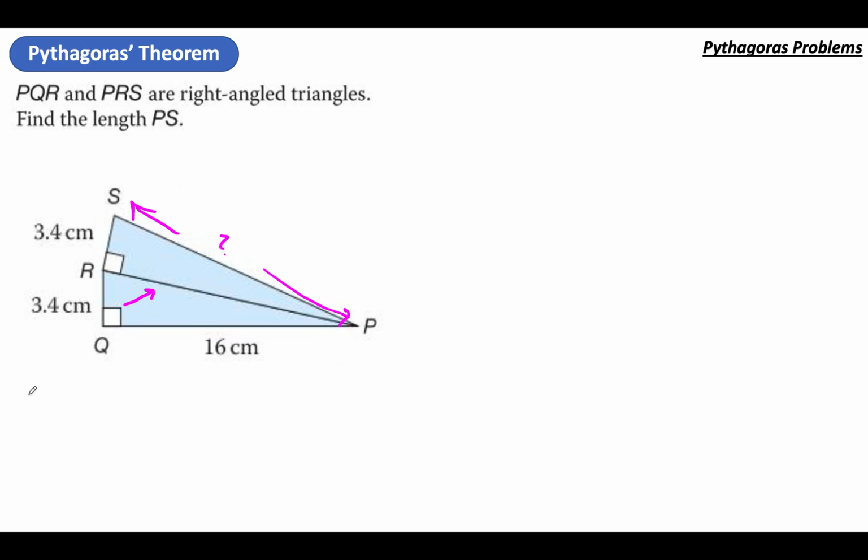Then it goes like this. We'll do it twice. So I'm going to work out RP. Now RP squared, as in that length squared, will be equal to one short side squared plus the other short side squared, because we're trying to find a long side. And that is 267.56.